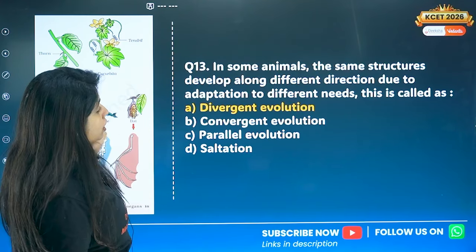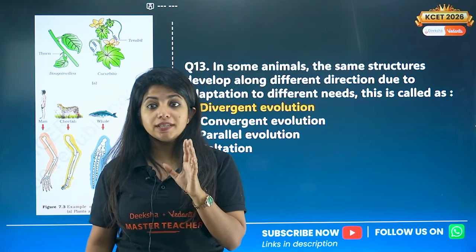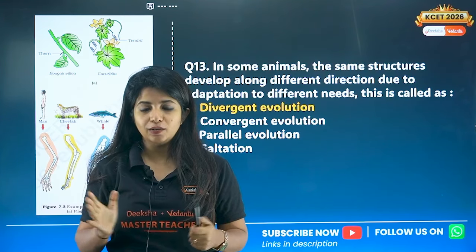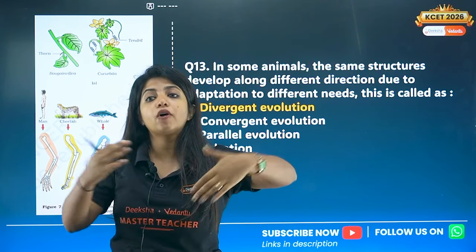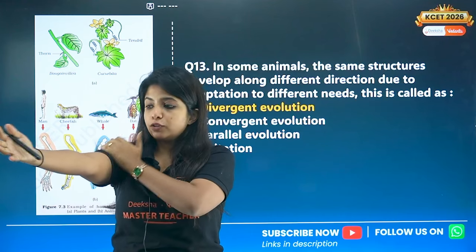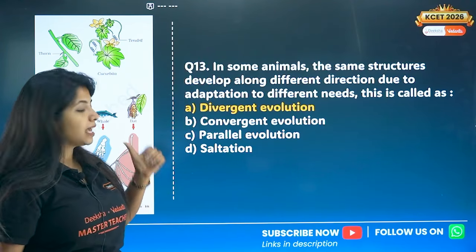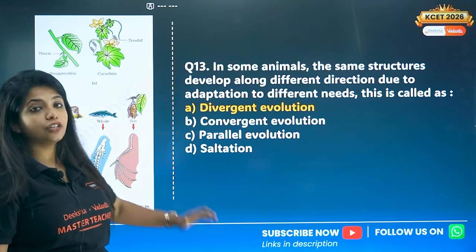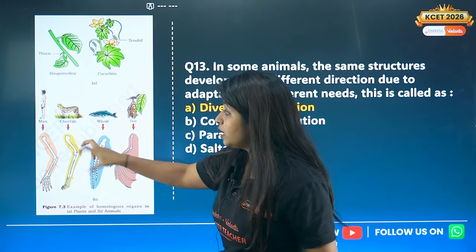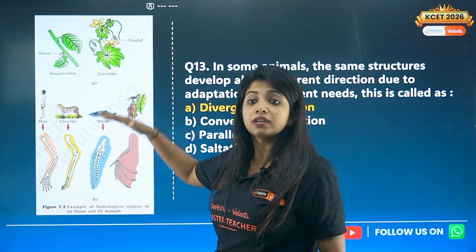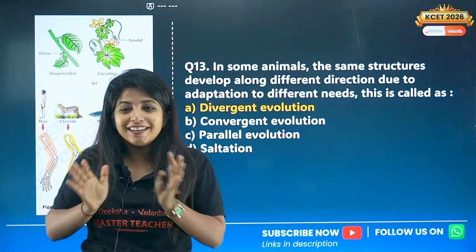In some animals, the same structures develop along different directions due to adaptation to different needs. This is called. So my dear children, what is happening? Because of different needs, there are multiple needs by the organism, which is why the same structures are evolving into different things. The best example is our forelimb. So we have a forelimb like this. The cheetah is using it for running. The whale is using it for swimming. The bat is using it for flying. So because they are in different habitats, the same structure, our forelimb, the same type of bones and everything, has been used differently. This is known as divergent evolution. You are diverging. You're not coming to a point, rather you are diverging.